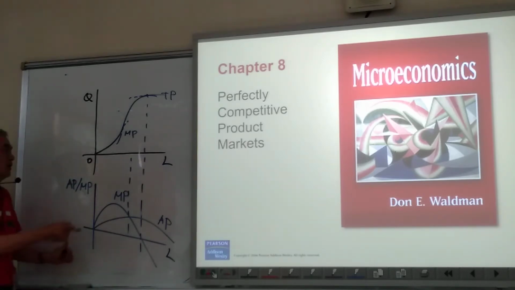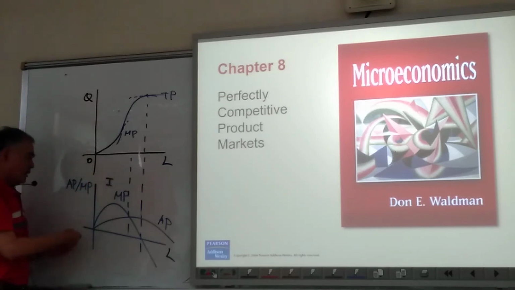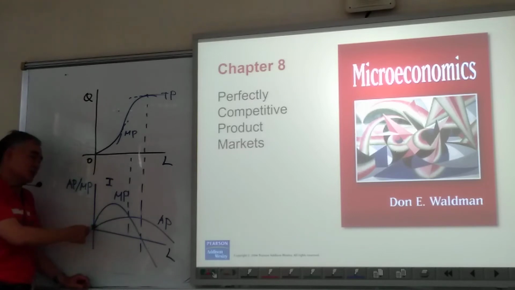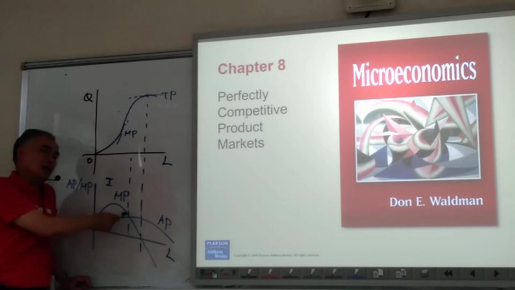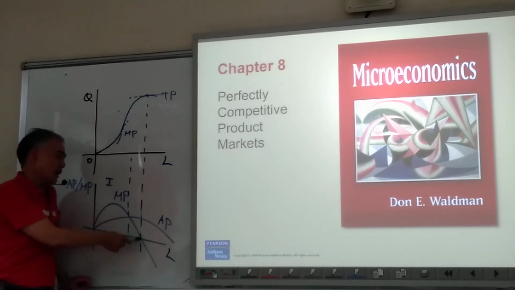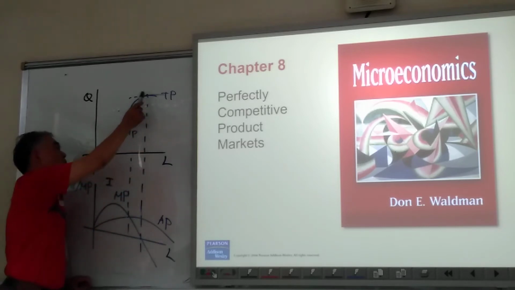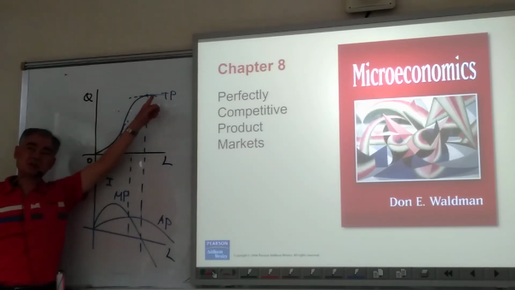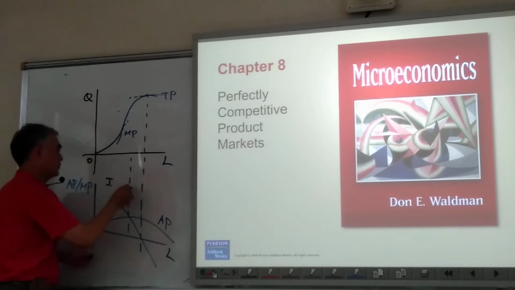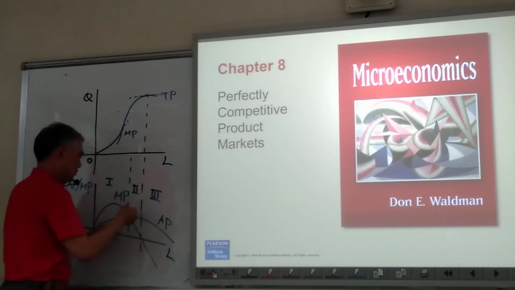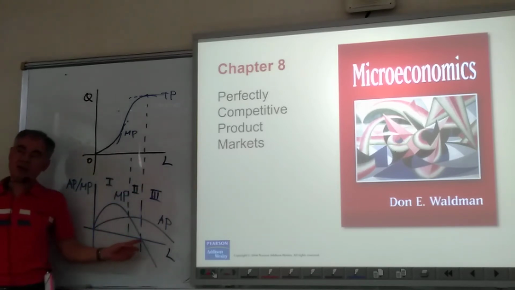The first stage is when AP goes from 0 to the maximum of AP. The second stage of production begins with the maximum of AP and ends when marginal product is equal to 0. When marginal product is equal to 0, total product is at its maximum. The third stage of production is when marginal product is negative.